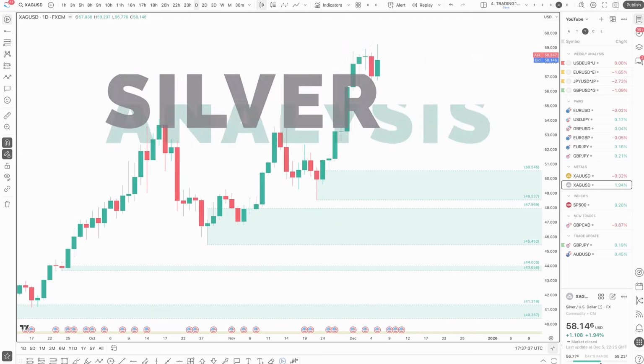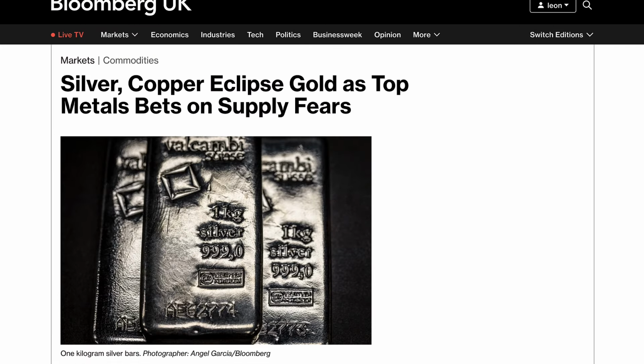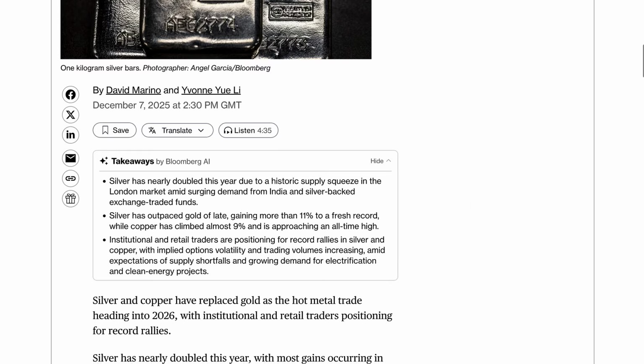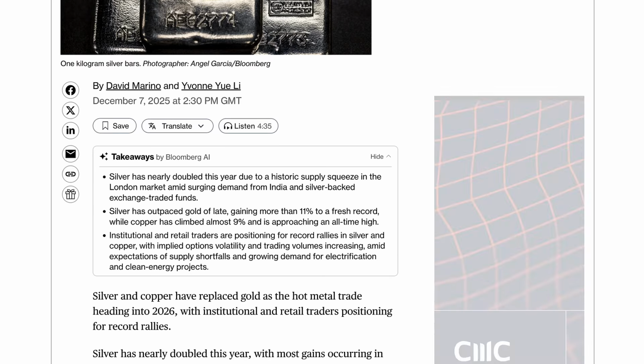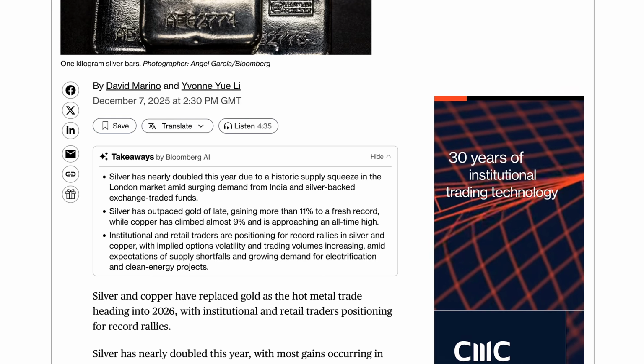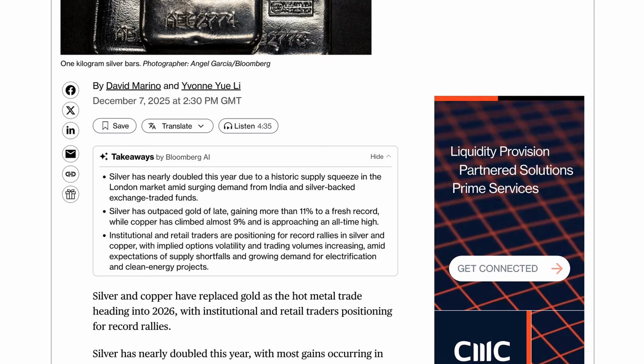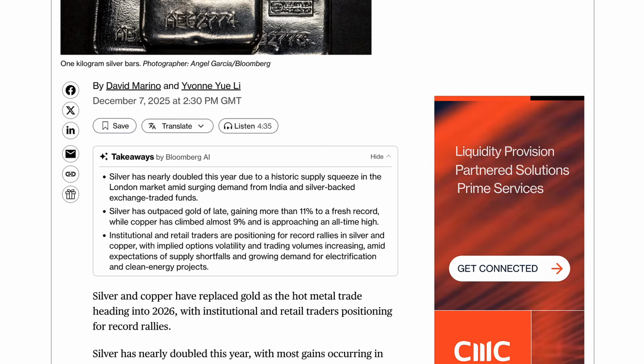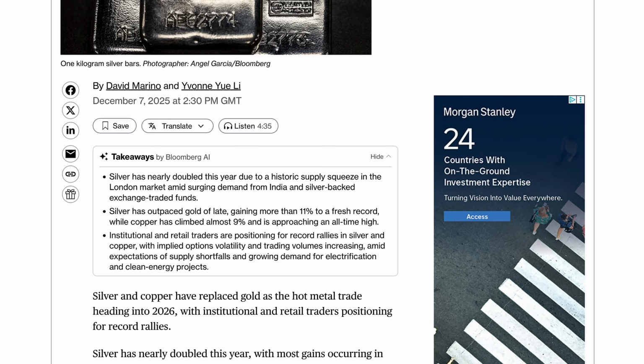And that's really due to, it says here, silver and copper eclipse gold as top metals bet on supply fears. It says here, silver has nearly doubled this year due to a historic supply squeeze in the London market amid surging demand from India and silver-backed exchange-traded funds. Silver has outpaced gold of late, gaining more than 11% to a fresh record, while copper has climbed almost 9% and is approaching an all-time high.